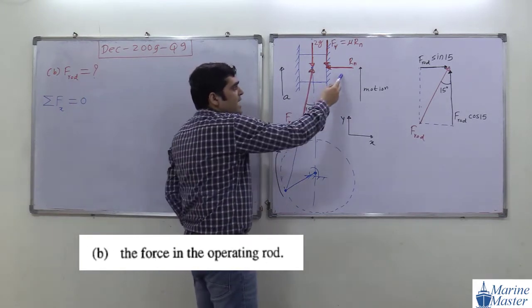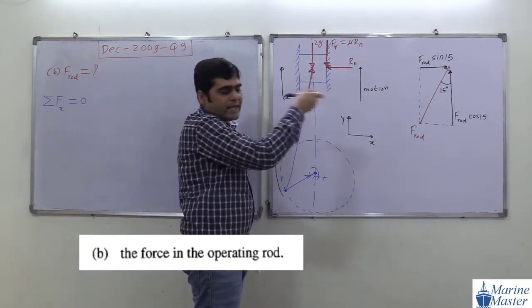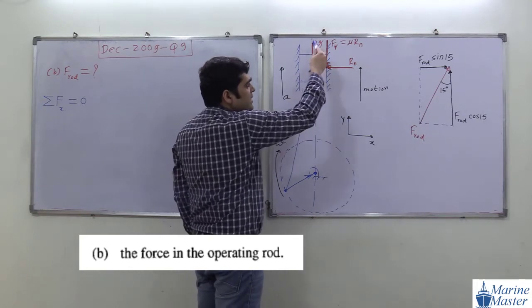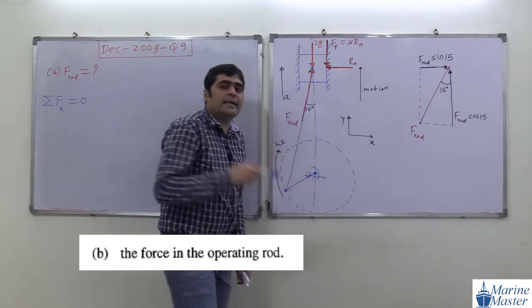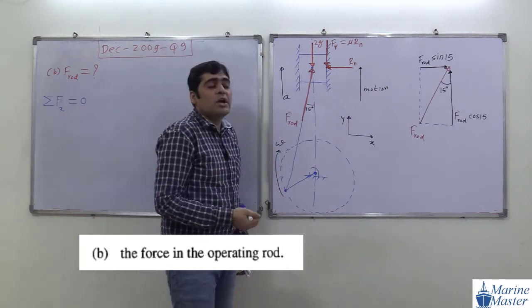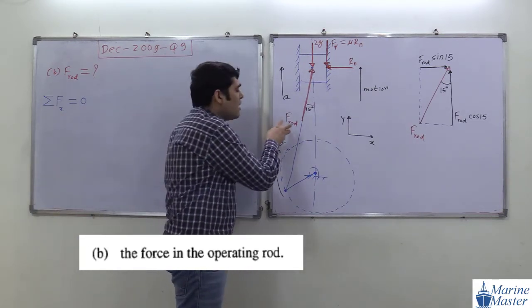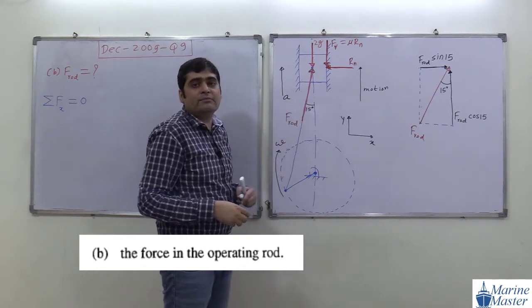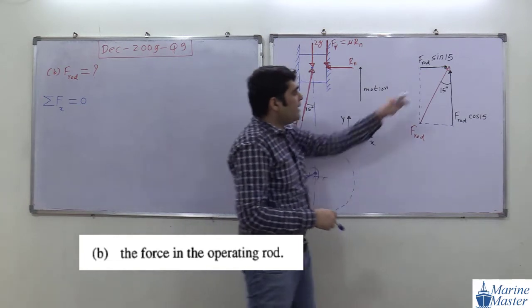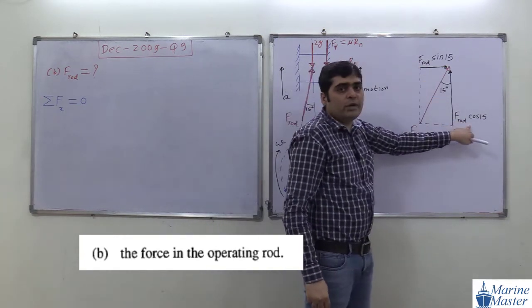First of all, this Rn is in negative x direction. Then this 2g is in negative y direction, Fr is in negative y direction. This F rod is neither in x nor in y, so what we have done is replace this F rod by its two components. One component is in x direction, another component is in y direction.